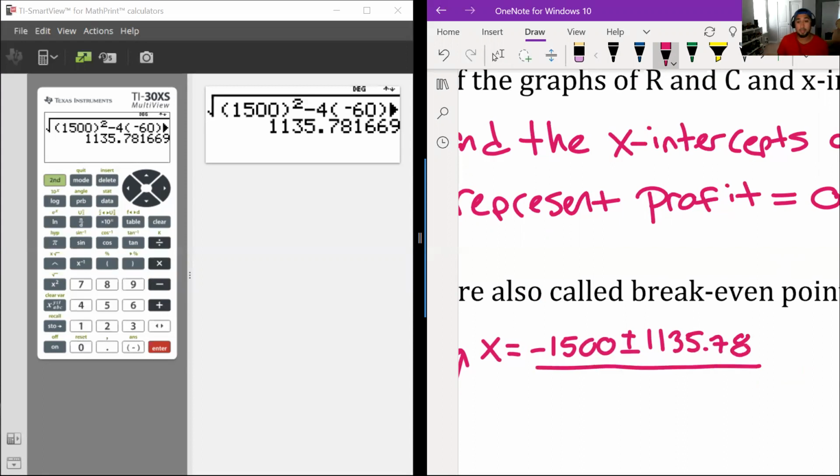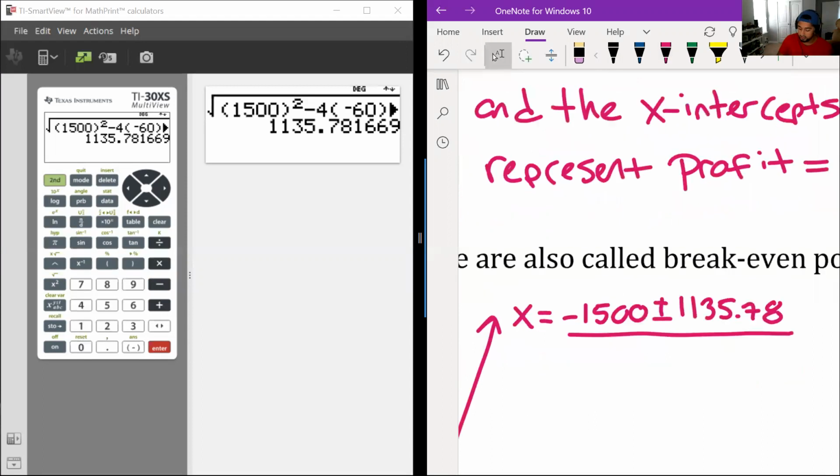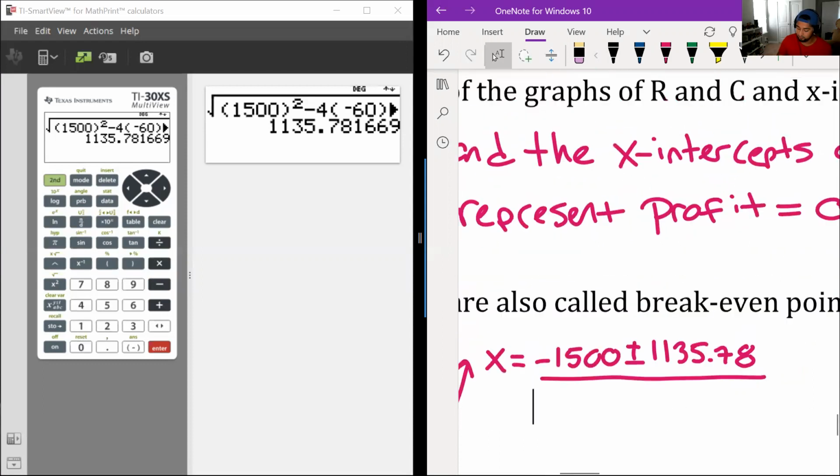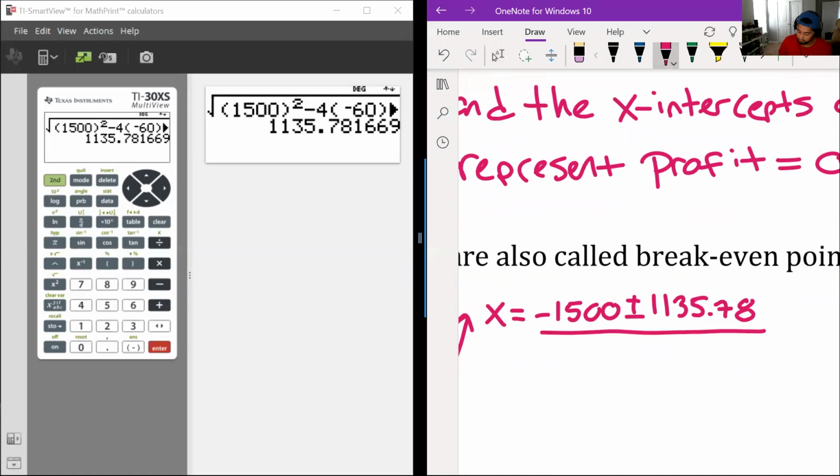Over, what do we have? Negative 60? No, not negative 60. Negative 120, right? Negative 120. Okay, let's do it. We have two routes, a plus route and a minus route.